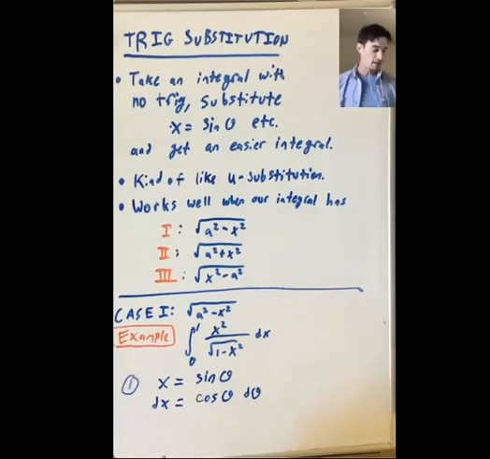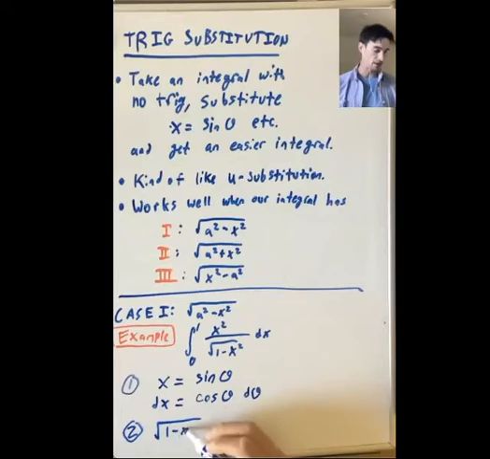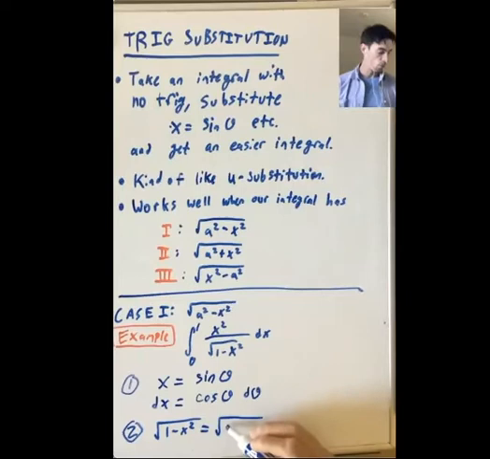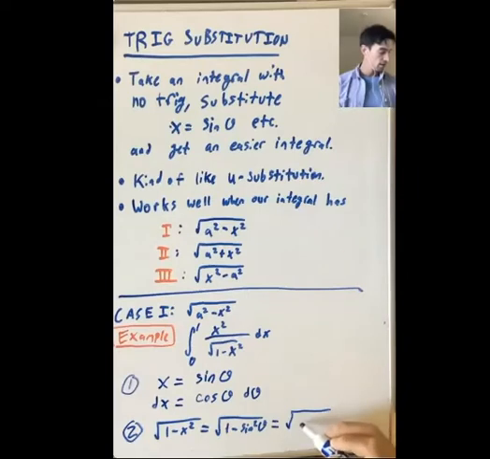So why is this a good idea? I'll show you part of the simplification here. Now, in the denominator, we have a square root of 1 minus x squared. And that is a square root of 1 minus sine squared theta. But what is 1 minus sine squared theta? This is cosine squared theta. So we have a square root of cosine squared theta.